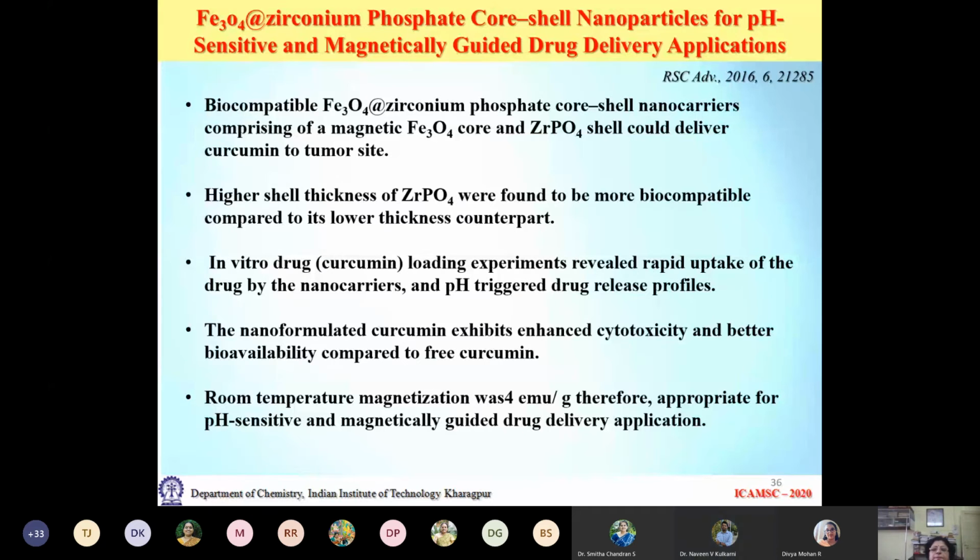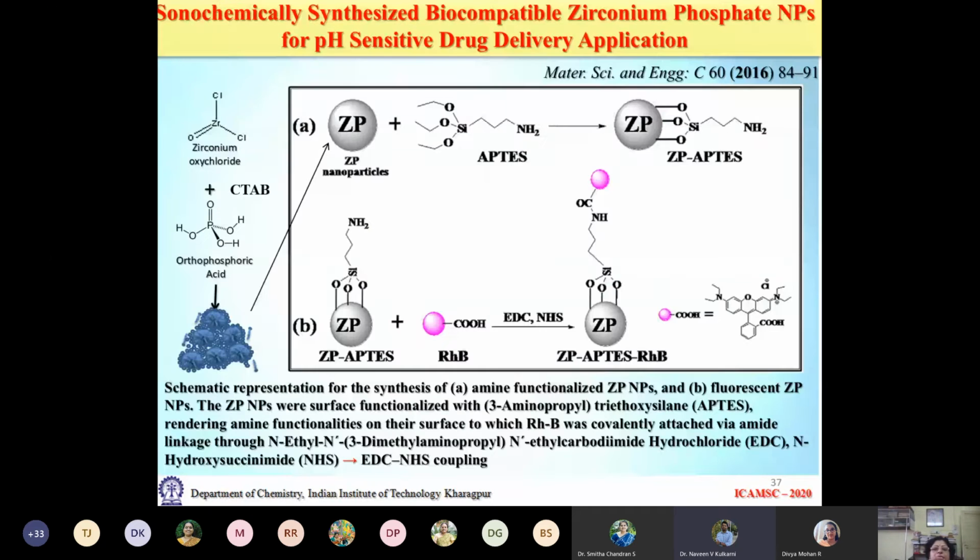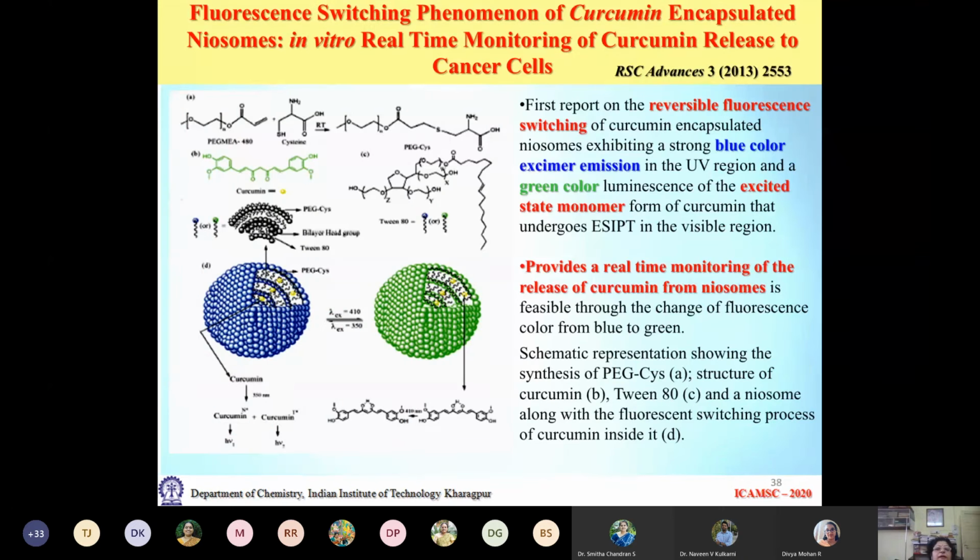Okay, ma'am. So this is another which I have done with zinc phosphate. Zinc phosphate, again we are attaching here with the amine functionalization. Then you are doing the EDC and NHS coupling and getting the functionalization, and then you can couple it with the drug and do the delivery.